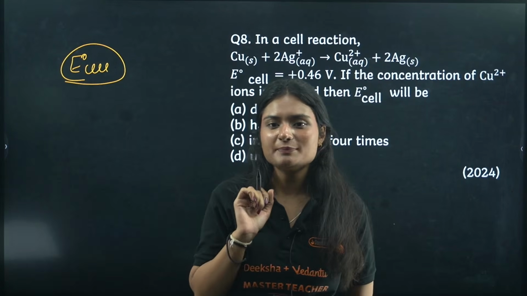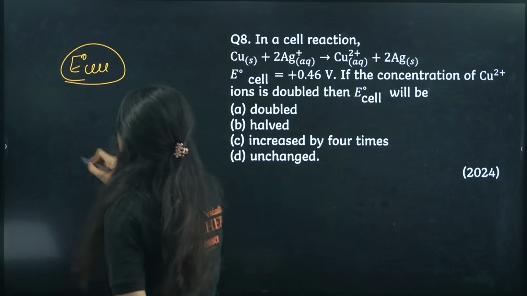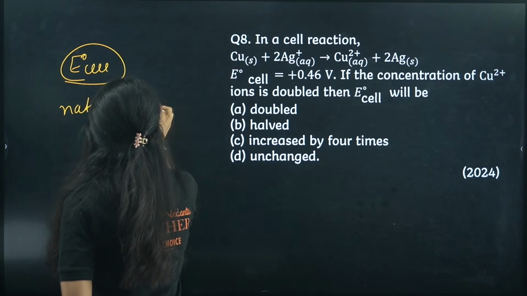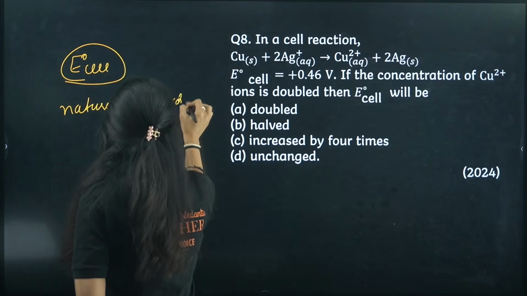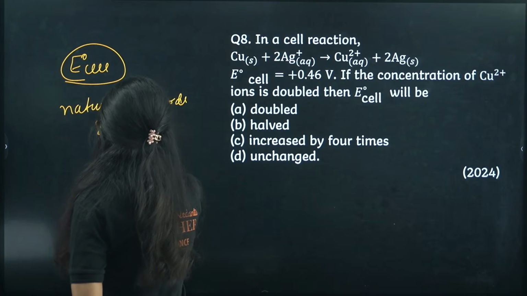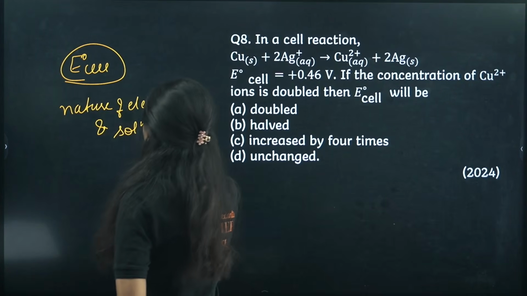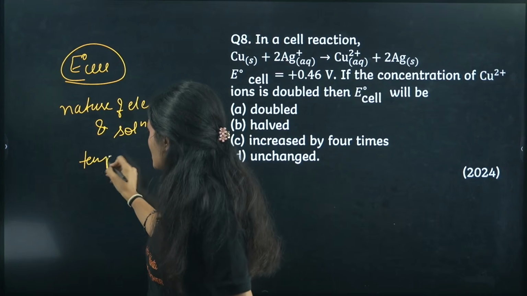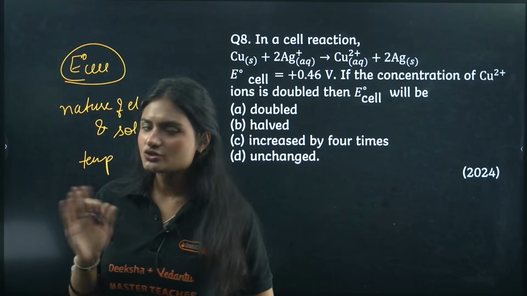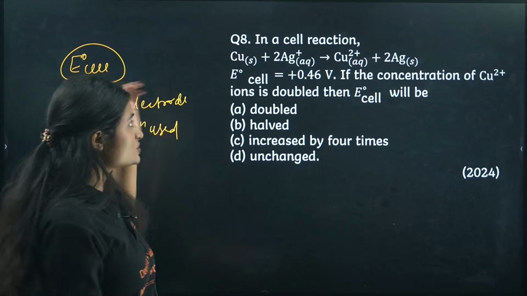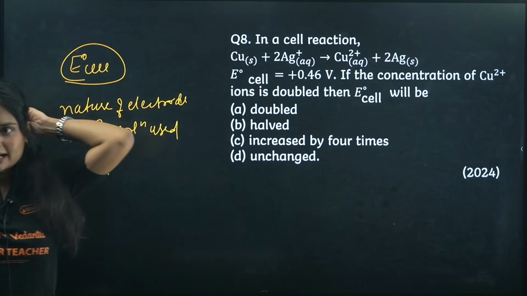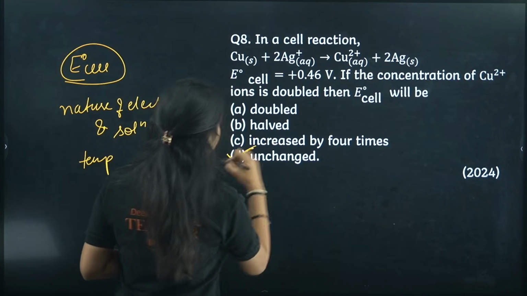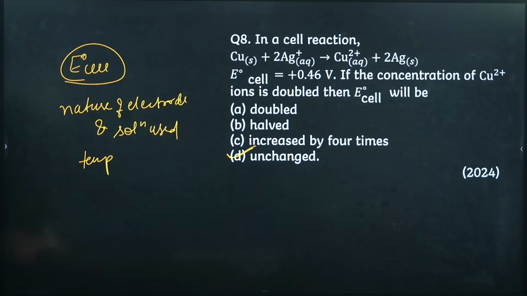What does E0 cell depend on? It depends on the nature of electrolyte, electrodes and solution used. And second, it also depends on temperature. But other than that, it does not depend on anything else. So it does not depend on the concentration of the reactant. So even if you double the concentration, E0 cell will be unchanged.